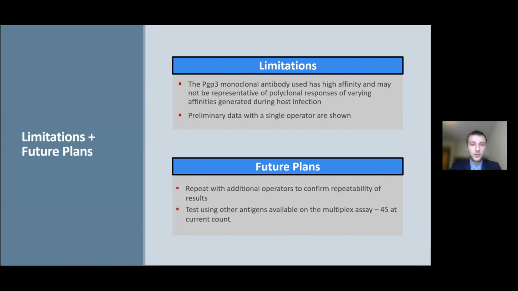The limitations for this project include that the PGP3 monoclonal antibody used has high affinity and may not be representative of polyclonal responses of varying affinities generated during host infection. Also, preliminary data with a single operator are shown. Now, preliminary data has shown significant promise. The future plans to continue this project include repeating with additional operators to confirm the repeatability of results and to test using other antigens available on the multiplex assay, 45 at current count.